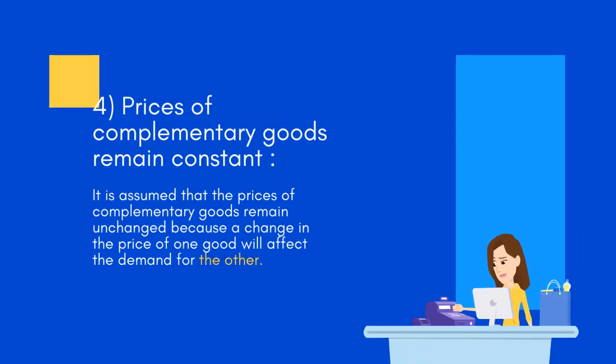4. Prices of complementary goods remain constant. It is assumed that the prices of complementary goods remain unchanged because a change in the price of one good will affect the demand for the other.